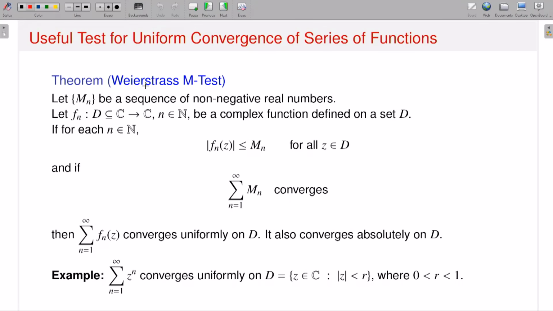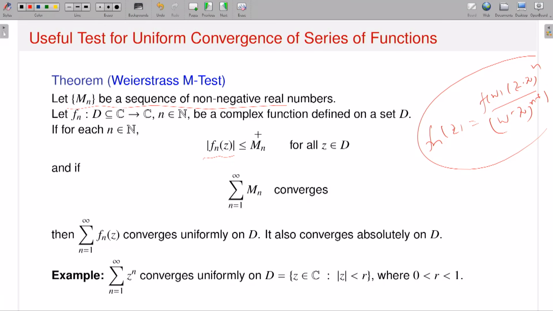Yeah, look. So this is my Weierstrass M test. Suppose you have a sequence of non-negative real numbers. So you have a sequence of functions. Now what is here f_n z? My f_n z is nothing but this object: f of w times z minus z naught to the power n, divided by w minus z naught to the power n plus 1.